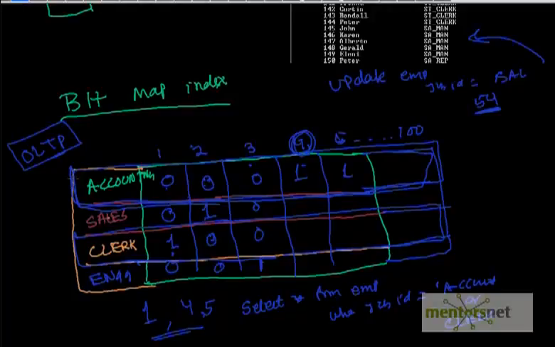Also, another thing: you cannot use inequality operators. For example, if you want to select star from EMP where job ID is greater than sales or not equal to sales, in those cases you cannot get by using a bitmap, because a bitmap is very binary. It's either there or not. It doesn't do any inequality operations.